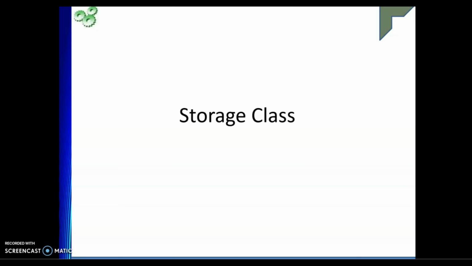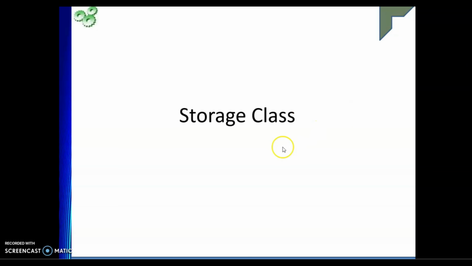So in the previous session, we talked about the scope and lifetime of the variable. In this session, we'll be talking about the storage class. Also, during the scope and lifetime session, I gave you one problem, and I said that we're going to solve that problem after we discuss the storage class. So we're going to see that also.